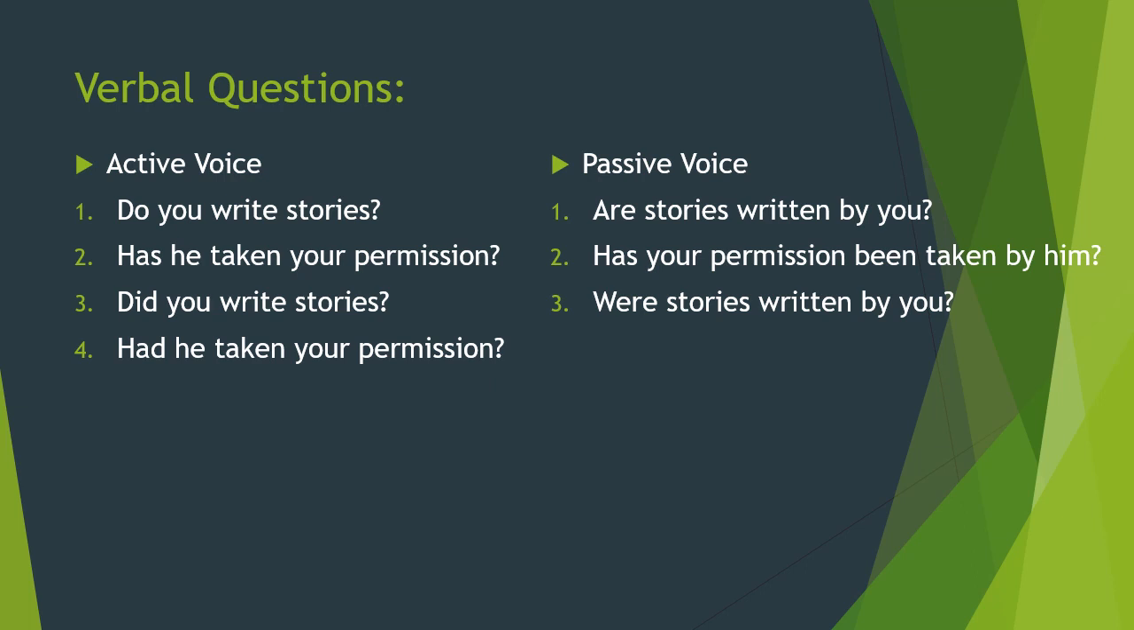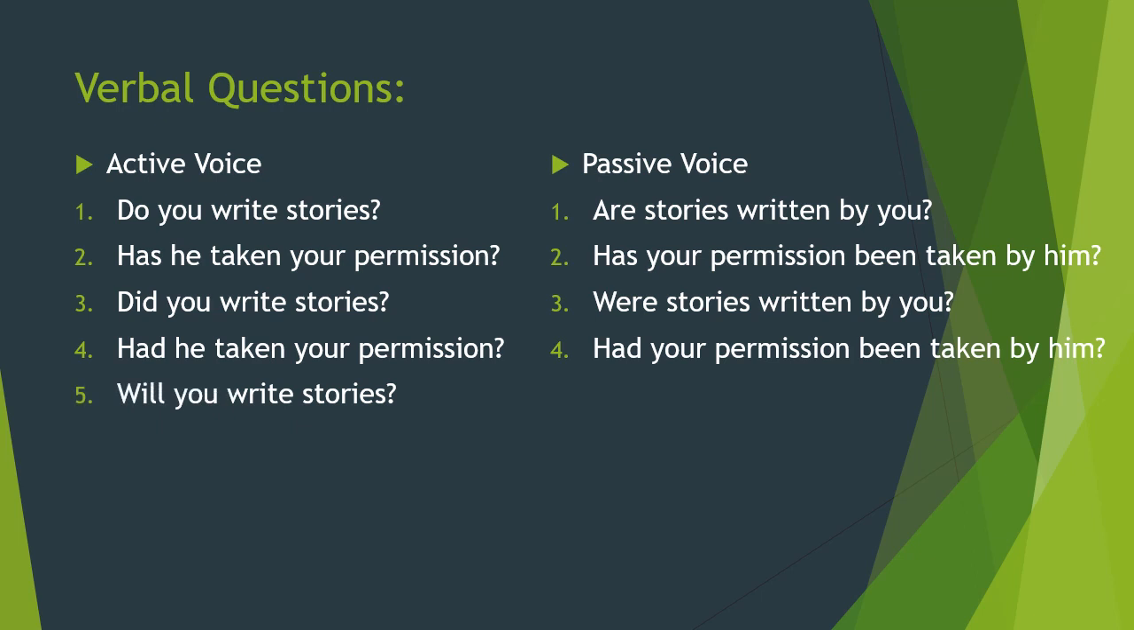permission? It is also similar to the second statement. Only thing is has taken has changed to had taken, which is past perfect. So in passive it will be: had your permission been taken by him. Now the fifth one. Will you write stories? Again in the same way as the first and third. Only thing is will write is in simple future tense. So the passive voice will become: will stories be written by you?